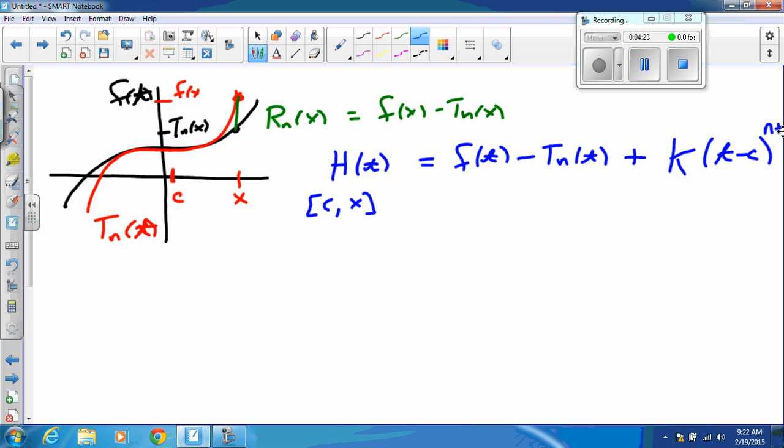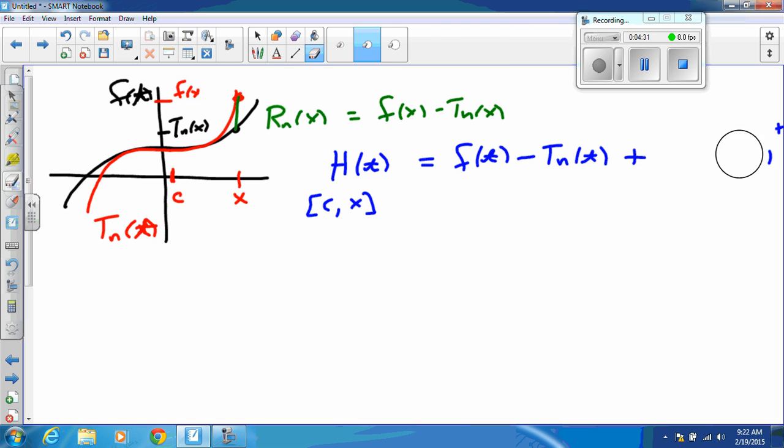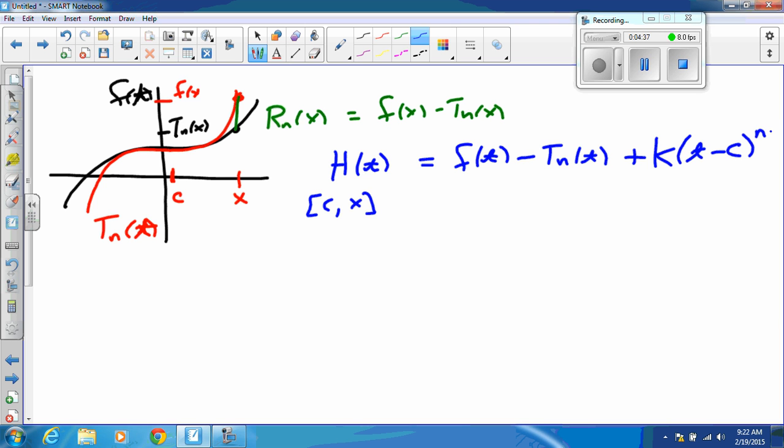Okay. So we're going to construct this function, which is equal to the remainder plus an error correction term, and that's done a little bit sloppily. Let me write that again. It's going to be a constant times t minus c to the n plus 1. Now, the reason that I'm taking this particular form is not going to be apparent until we get to the end of the proof. However, I think you'll grant me that I can construct a function any old way that I want, right?